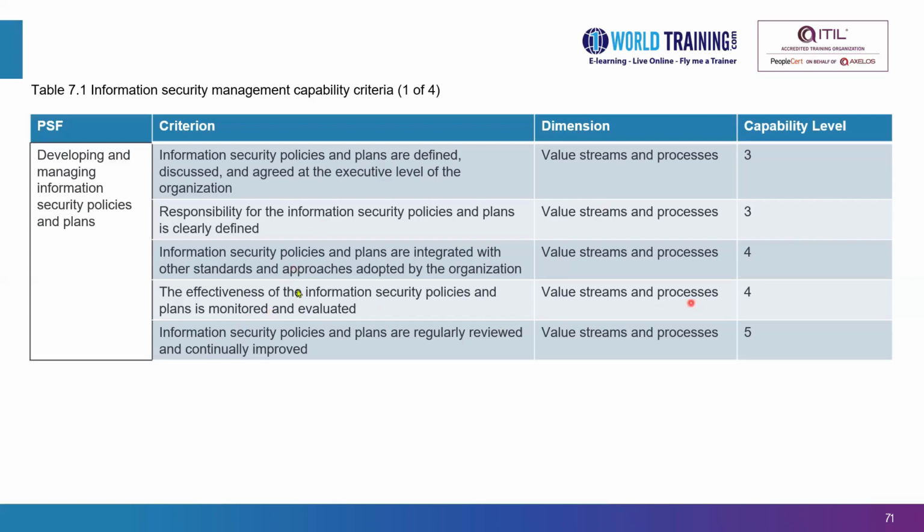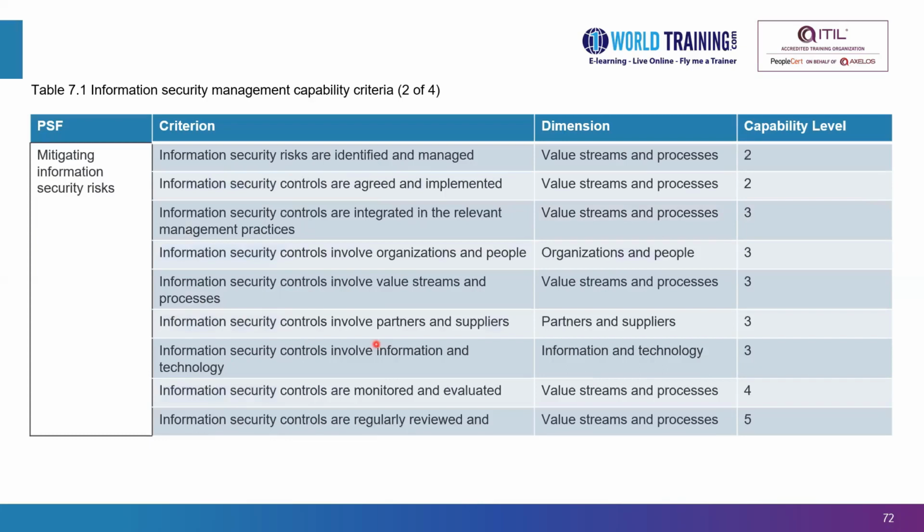Now, level 4, the effectiveness of the information security policies is monitored and measured. This is definitely level 4 because it's about measuring it and assessing it, which is at level 4 only. And then level 5 is also straightforward because that's the improvement level. And you can see clearly the security policies and plans are regularly reviewed and continually improved, which means the measurements and assessment reports are reviewed and improvement plans and implementation is done. We don't see the other dimensions reflecting here, and that is okay.